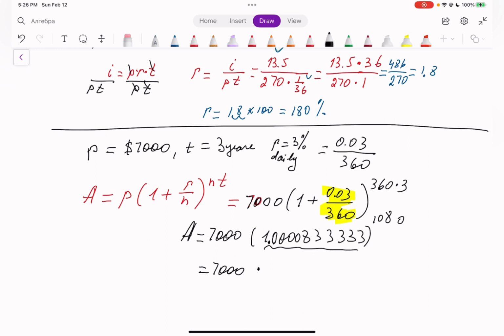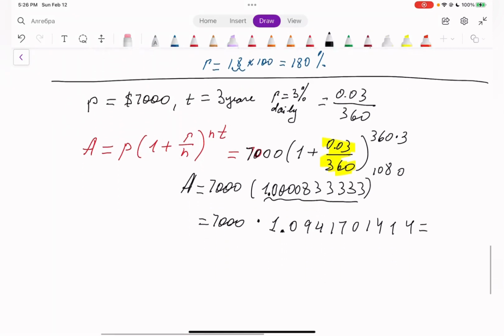Okay, pushing the button x to the power y, and then pushing 1080, and now I got it: 1.09417011414. It's good enough. Now let me multiply by 7,000, and I'm getting, okay, we got it.